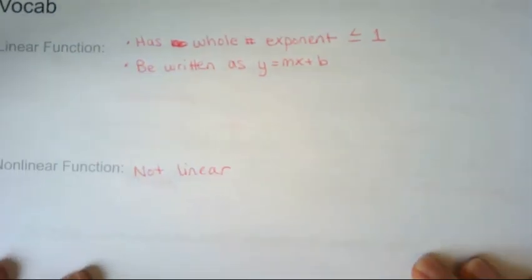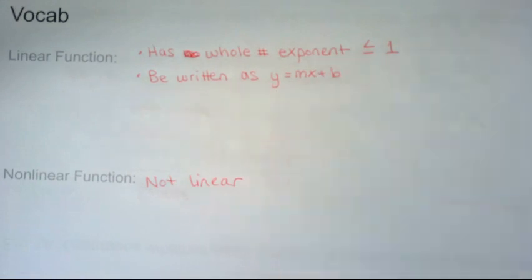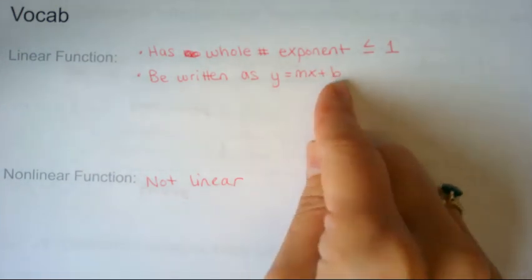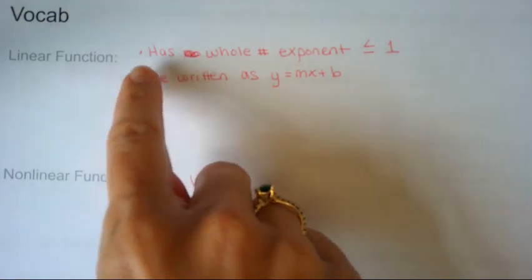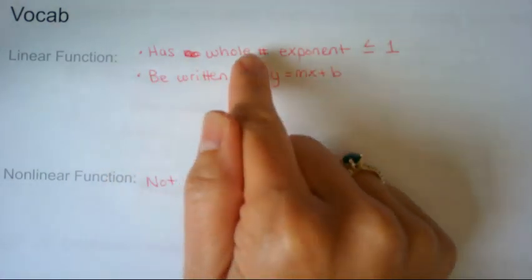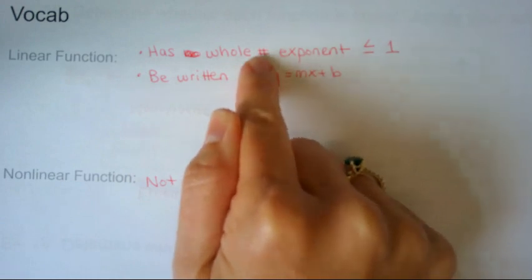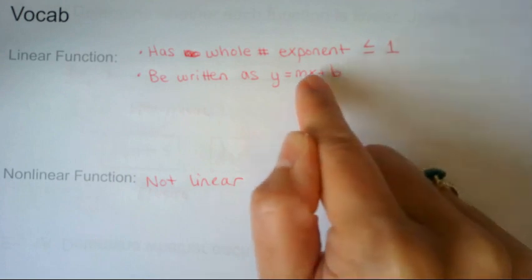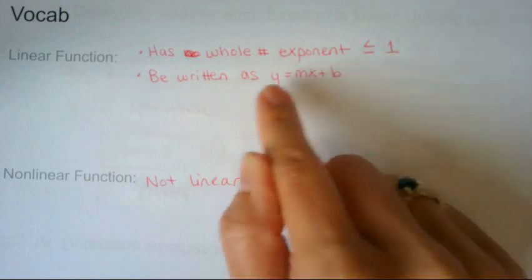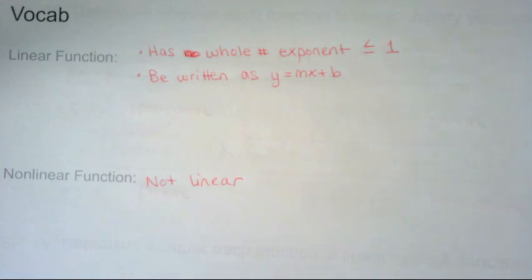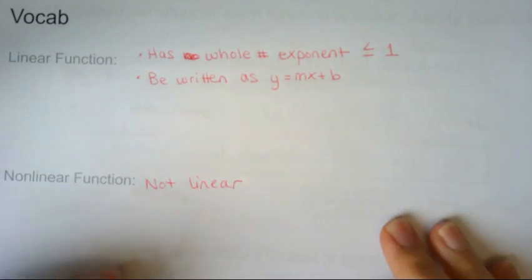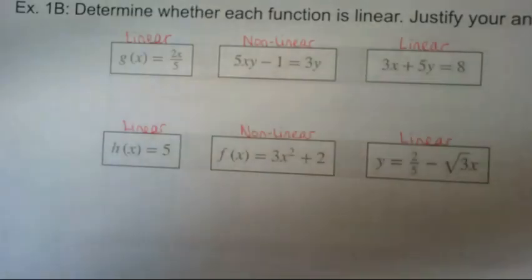A linear function can be written as y equals mx plus b. So when you have an equation, it would be y equals some number x plus some number. As far as exponents go, in order for it to be linear, your exponent has to be a whole number and it has to be less than or equal to 1. So if this is x or there's no x in there, that would be an example of it being linear. Nonlinear obviously means it's not linear. So first thing we're going to do is look at some equations and see if it's linear or not.